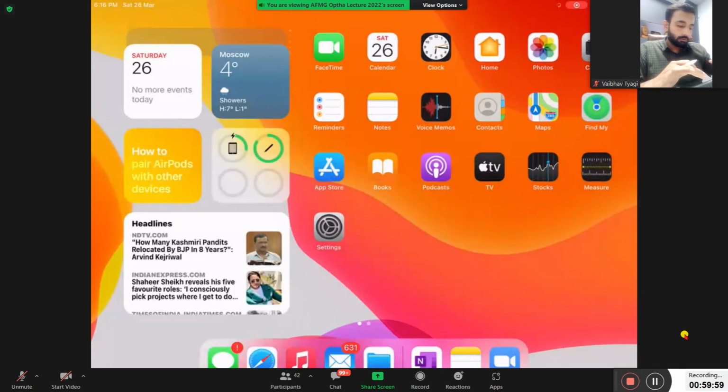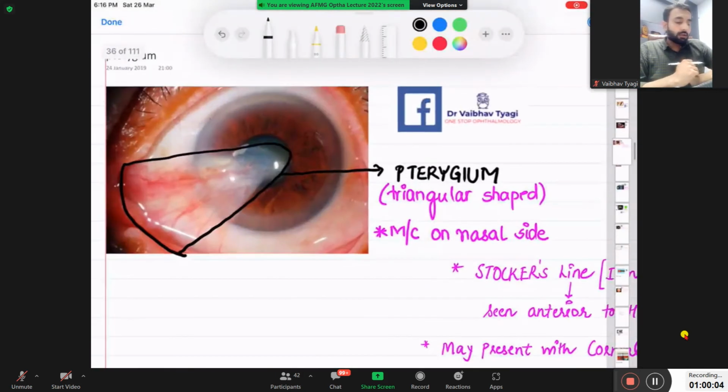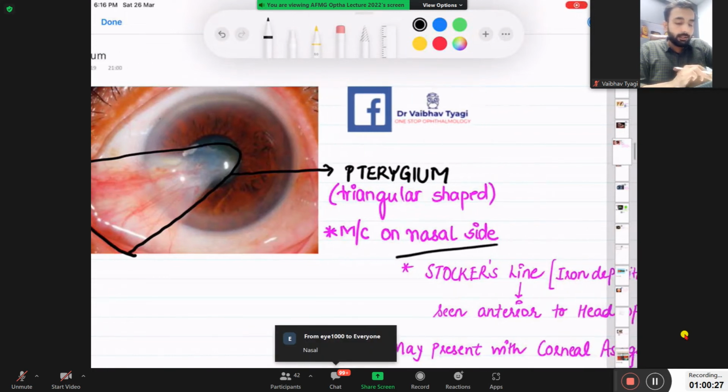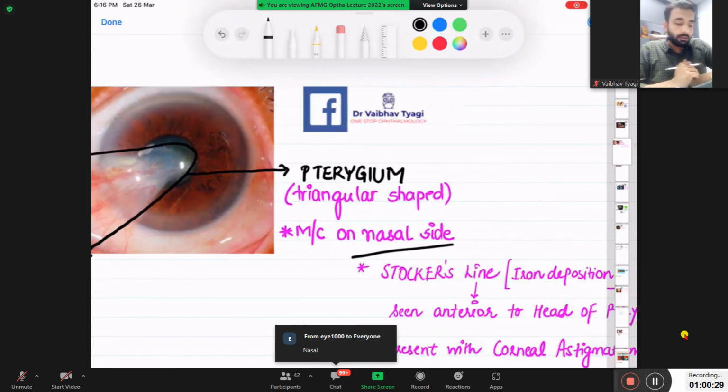Now coming to the next topic. You must be knowing this, all of you: pterygium. This is a pterygium. Can you see a fibrovascular growth encroaching over the cornea? And in which direction is it lying, nasal or temporal? It is most commonly seen on the nasal side. It is triangular in shape, most commonly seen on the nasal side.